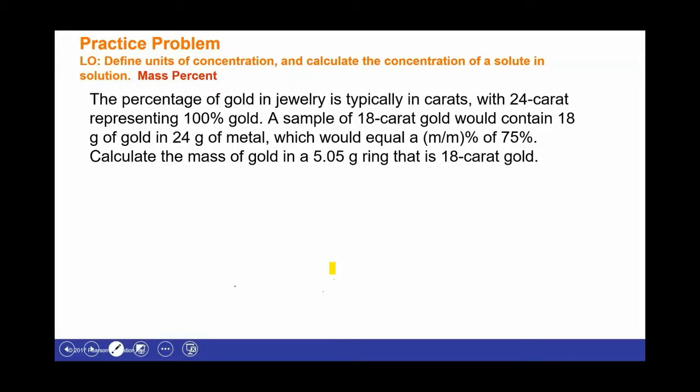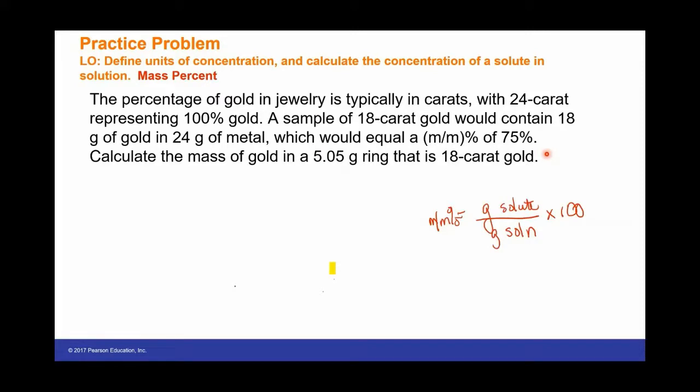Here is a problem where we're going to use mass percent as a conversion factor because we're given the percentage in our problem. Okay, the percentage of gold in jewelry is typically in carats, with 24 carats representing 100% gold. A sample of 18 karat gold would contain 18 grams of gold and 24 grams of metal, which would equal a mass percent of 75%. Calculate the mass of gold in a ring that is 5.5 grams, and it is 18 karat gold.